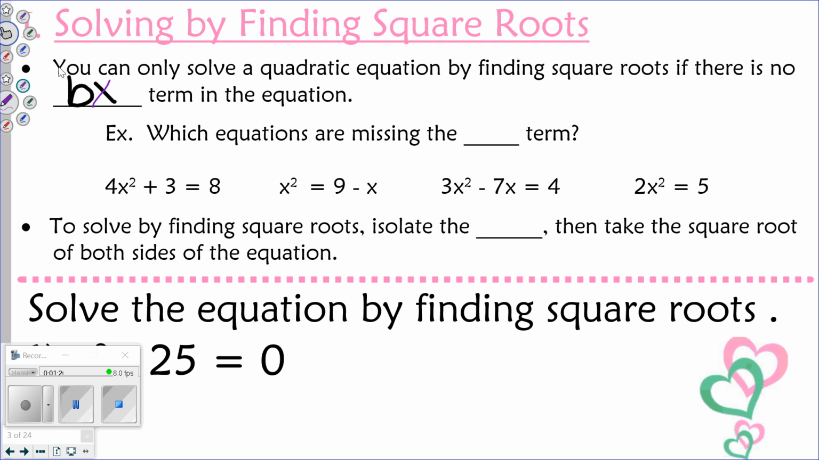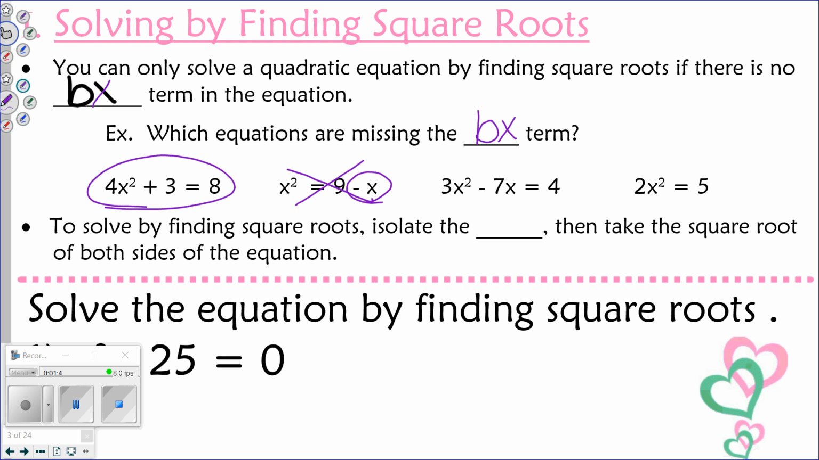So which equations are missing the bx term? There's 4 of them listed. How about the first one? 4x squared plus 3 equals 8. Is that missing the bx term? Yep. So this one you could use the method we're going to use today. x squared equals 9 minus x. No, right here your bx term is a negative x on this one. That one cannot.